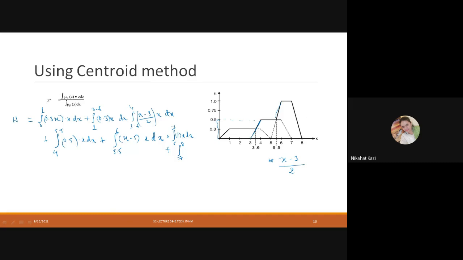This line, the last line, what is the slope? Minus x plus 8, maybe. Yes, 8 minus x, and this is 1, so it is fine. Okay, so this is the numerator. So it is the complex centroid method. What is the answer now? Add these integration values.